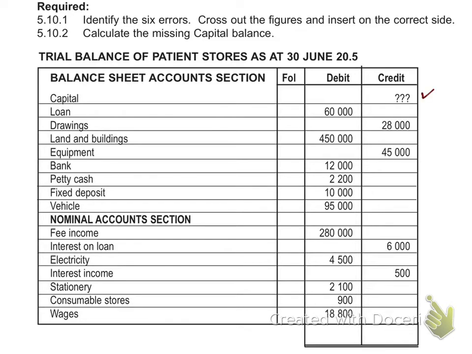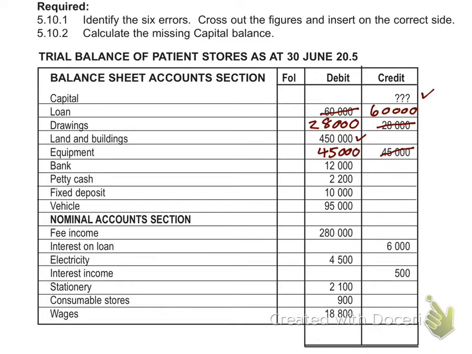Can you see that? If you look at loan, loan is on the wrong side. It's supposed to be on the credit side. Do you see that? And then if you look at drawings, drawings are on the wrong side. They are supposed to be on the debit side. Right? Land and buildings, they are on the right side. Can you see that? Yes. And then equipment is on the wrong side. It's supposed to be on the debit side.